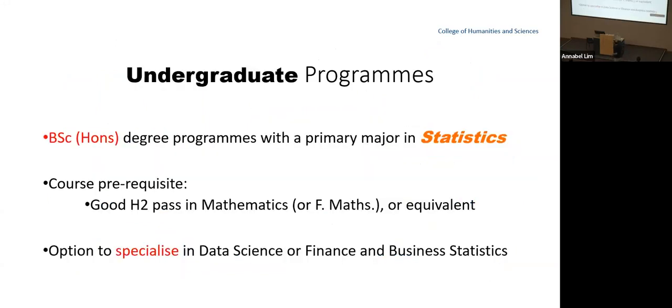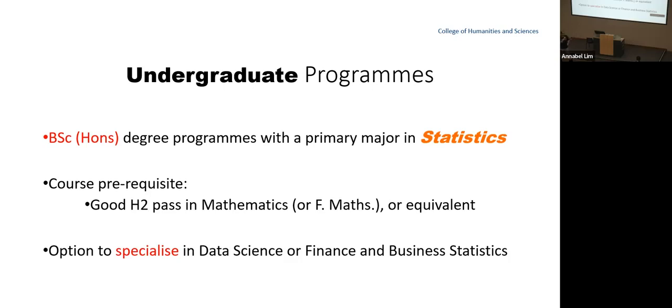Well, I'm not going to go through this in detail. All right. So you might ask, who is eligible for the statistics curriculum? Well, this is how things work. You gain entry to CHS, and after that, you take a module, for example, in your desired major. All right. So for the case of statistics, you take the gateway module, ST1131. All right. And to be eligible for that, you need a good H2 pass in mathematics or equivalent.